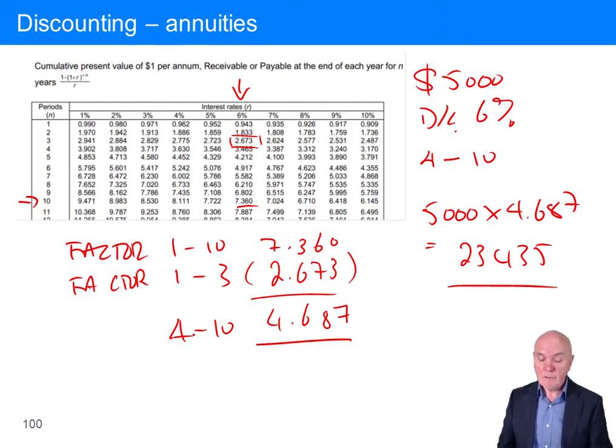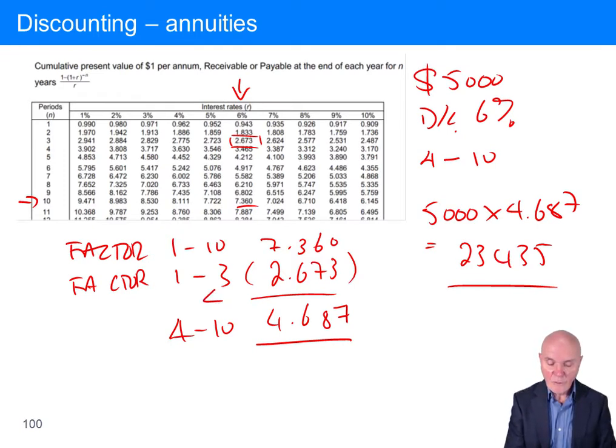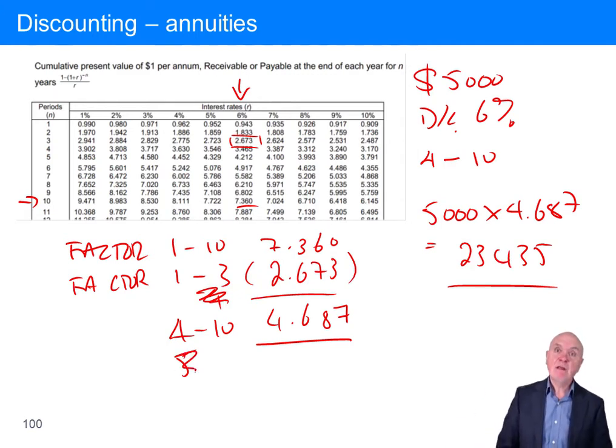Where people go wrong in this is they don't take off 1 to 3. They will see it's 4 to 10. They take off 1 to 4. But that will only leave them then 5 to 10. Okay, you have to remove the 3 years at the start, you don't want to leave you with the 7 years at the end that you still do want.